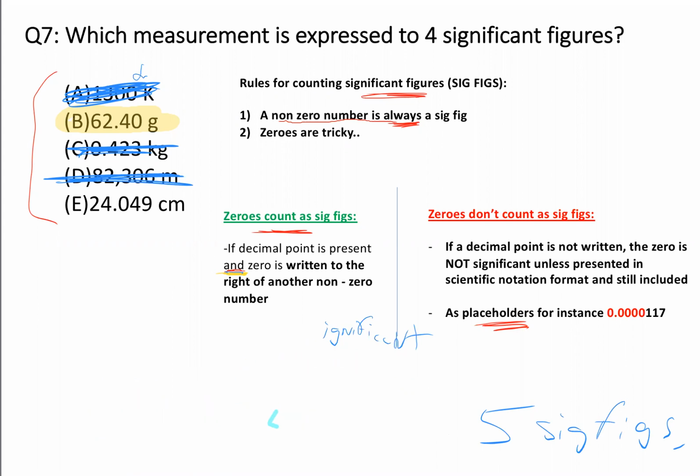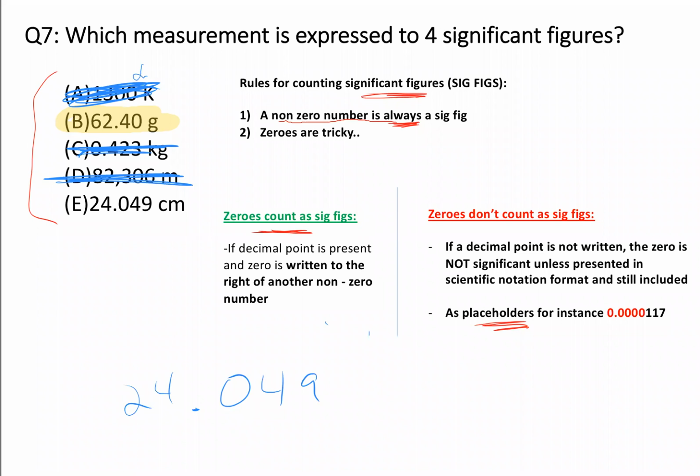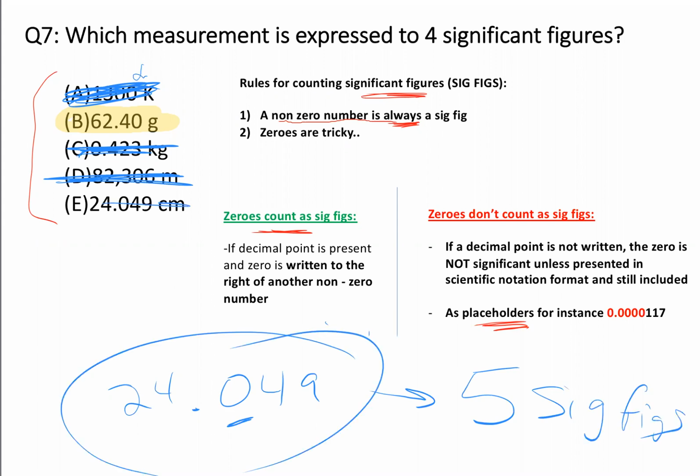The last number is the only one that's left. Any 0 appearing between non-zero numbers is also significant. The only one that's left is 24.049 centimeters. This is a similar situation. We've got 4 non-zero numbers with a 0 sandwiched in between. You guessed it, that 0 is significant, and this has 5 sig figs. So that's not a right response. It doesn't have 4, and we need to find the one with 4. So the only answer which has 4 sig figs is choice B.